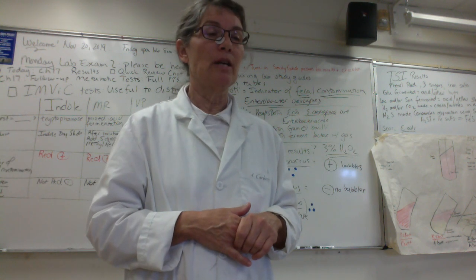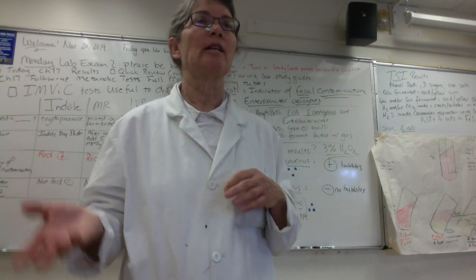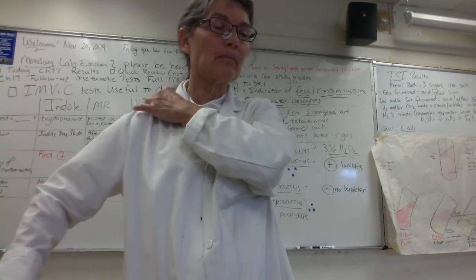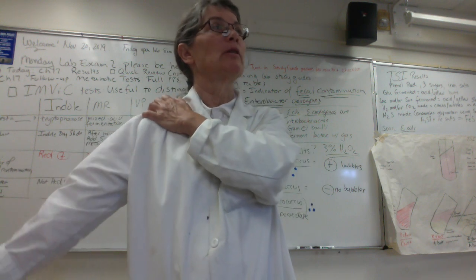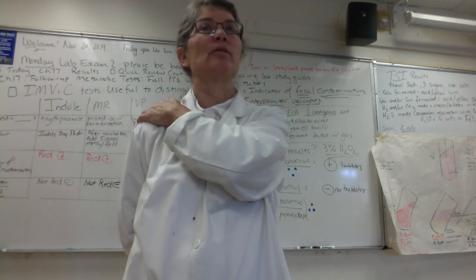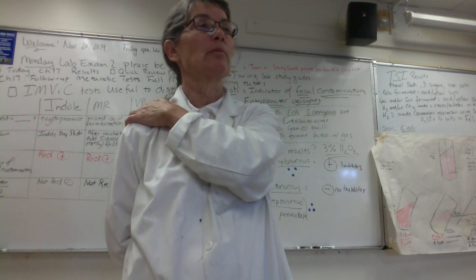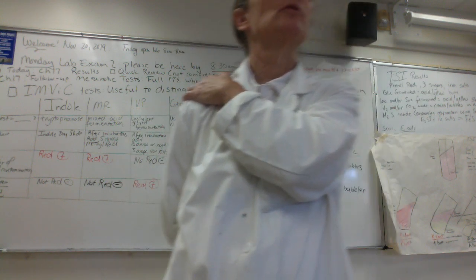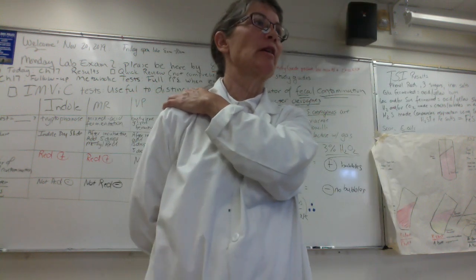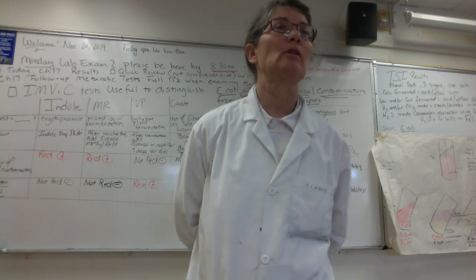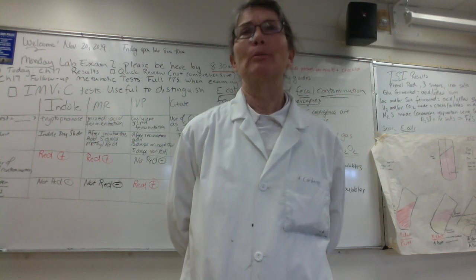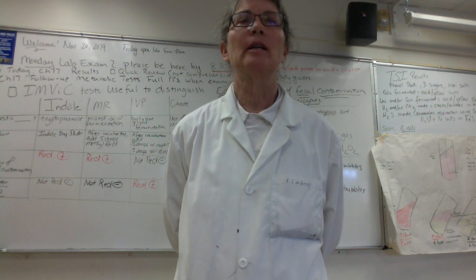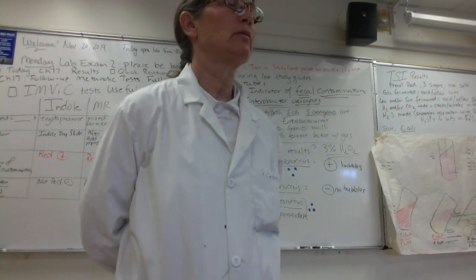So if we have some unknown Enterobacteriaceae and we plate it to MacConkey's medium, how would the colonies appear if the microbe can ferment lactose? What color will the colonies appear? Pink, good. And if your Enterobacteriaceae can't ferment lactose, how would the colonies appear? Not pink, colorless? Okay, so remember, MacConkey's is selective and differential.